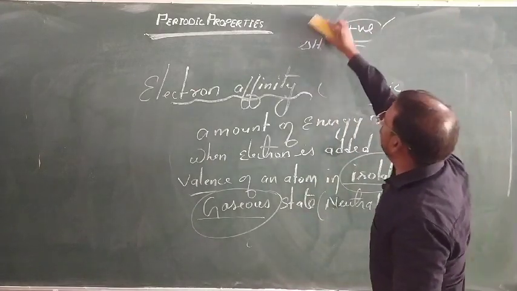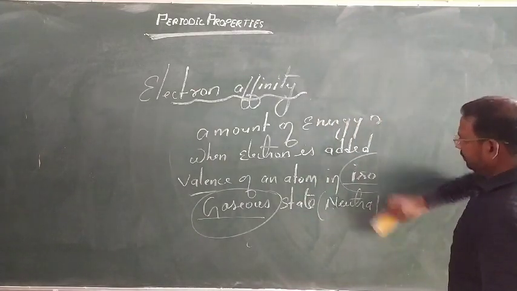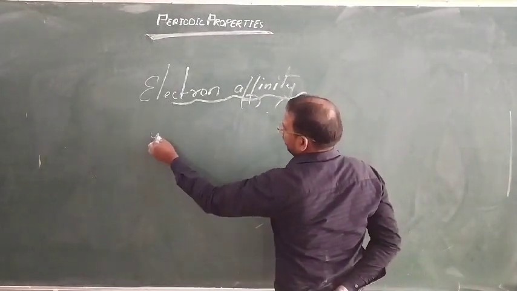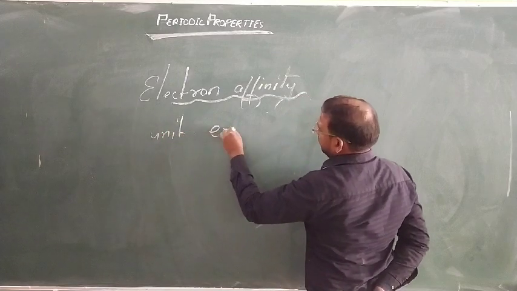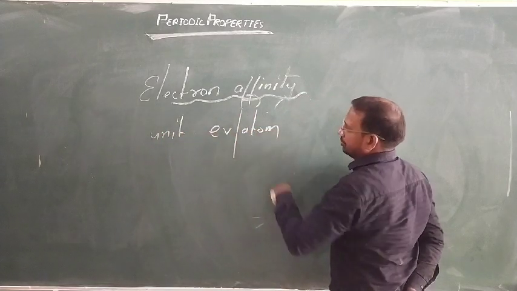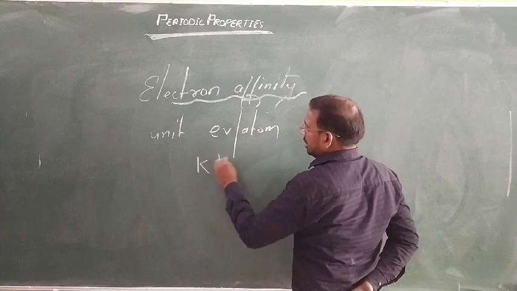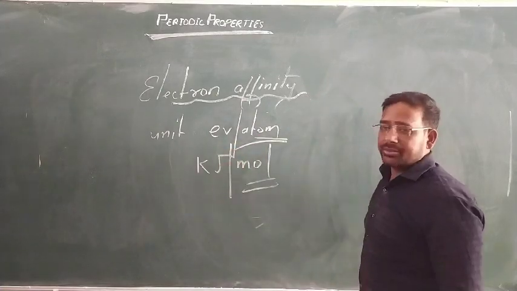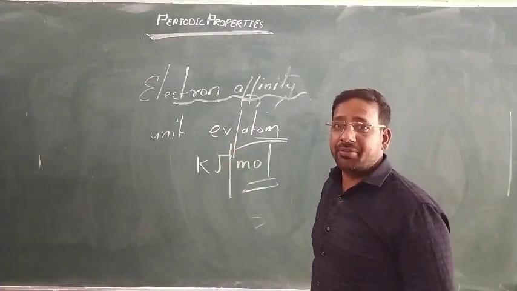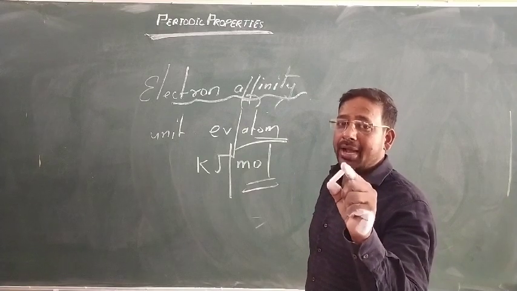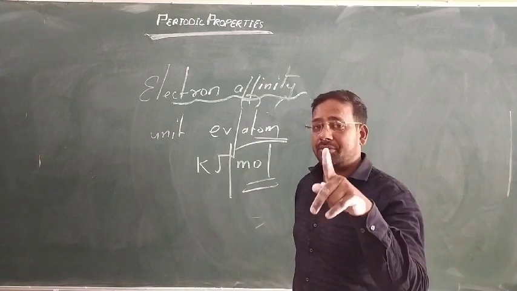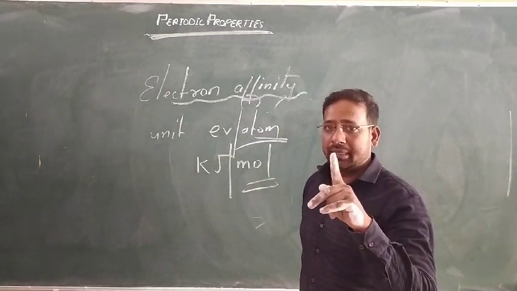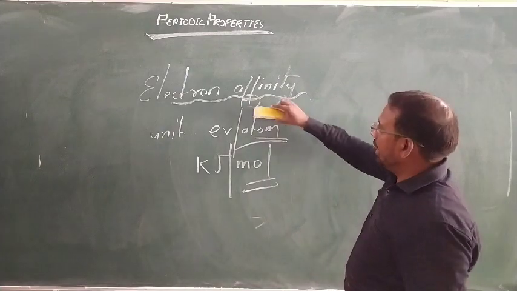Now what is the unit of that? The unit of electron affinity is electron volt per atom, and in the book it is also given as kilojoule per mole. These are the units of electron affinity. I have already given you the value of 1 electron volt, 1.6 into 10 power minus 19 joule, in a previous lecture. You can see that. So this is electron affinity.